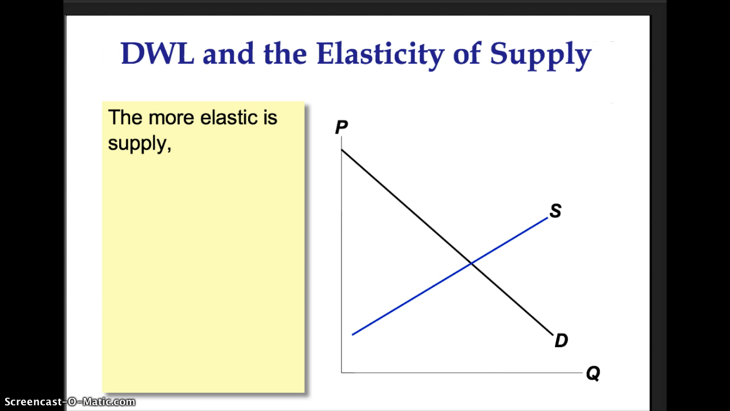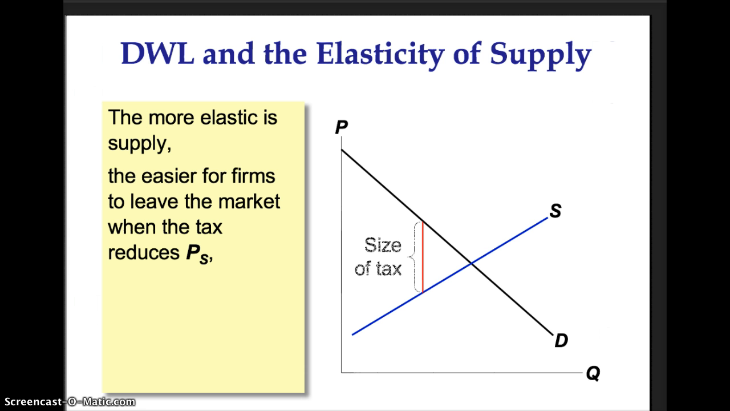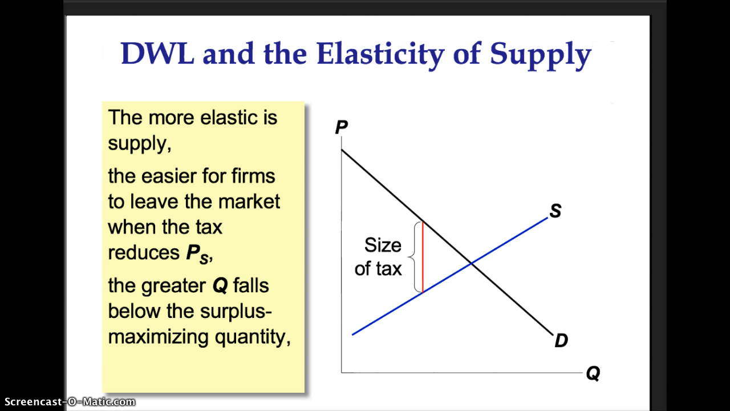When supply is elastic, the supply curve is drawn relatively flat. Elastic supply means firms are relatively responsive to price changes, and it is easier for firms to leave the market when the price they receive is reduced due to a tax. The tax causes equilibrium quantity to decrease much more, causing more deadweight loss.